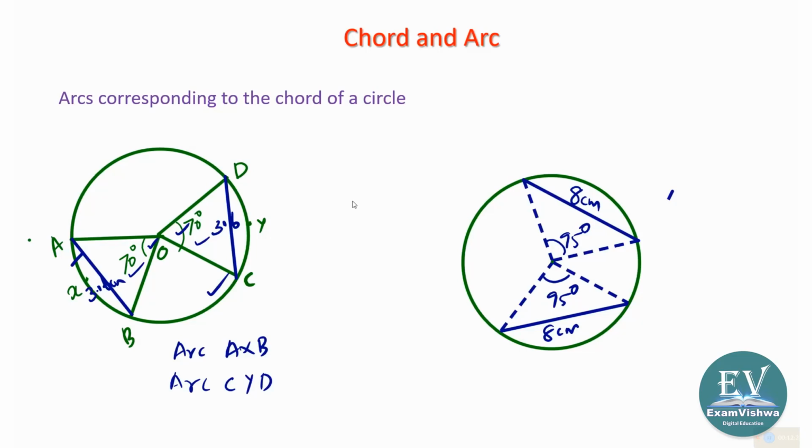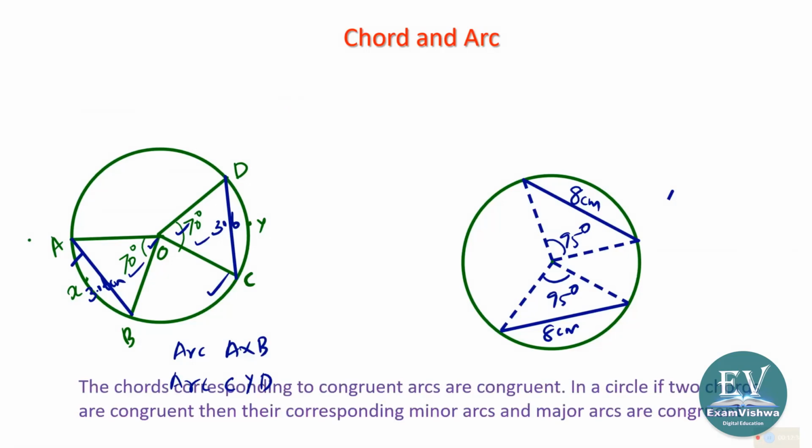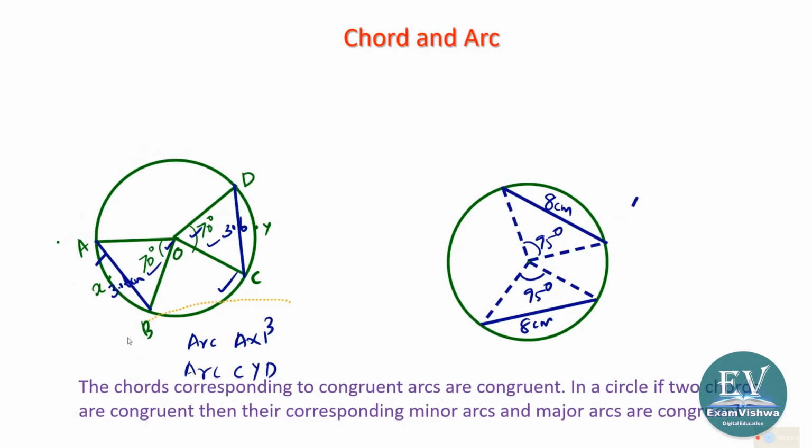Understood? That is a point here you should keep in mind. This equality is very important. The chords corresponding to congruent arcs are congruent. Chords are congruent when arcs are congruent. Arc measurement is in angle. That is the first case. Chords are congruent means arcs are congruent, then chords are congruent. In a circle, if two chords are congruent, then their corresponding minor arc as well as major arc will be congruent.